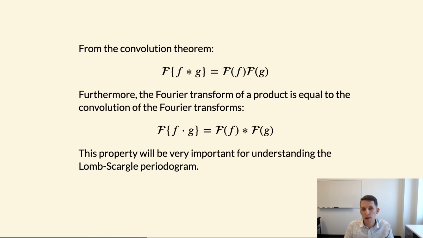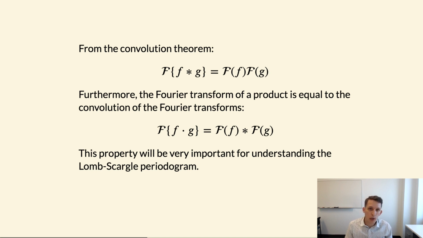Now, from the convolution theorem, the Fourier transform of f convolved with g is equal to the Fourier transform of f multiplied by the Fourier transform of g. Furthermore, the Fourier transform of a product is equal to the convolution of the Fourier transforms. So the Fourier transform of f multiplied by g is equal to the convolution of the Fourier transform of f with the Fourier transform of g.